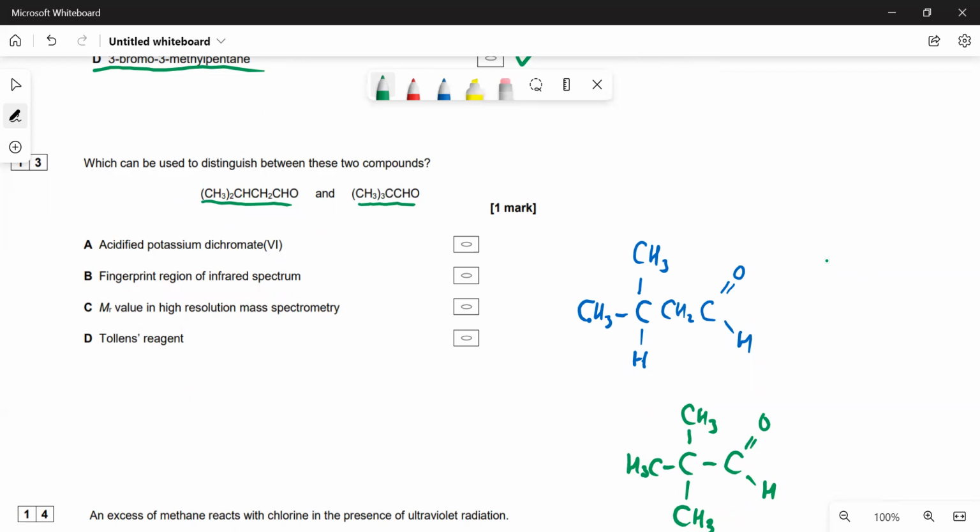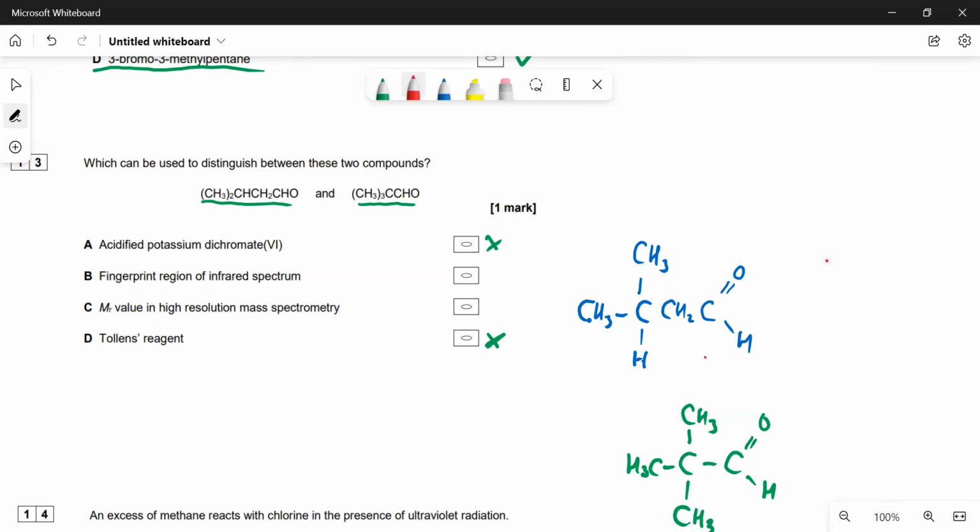It will oxidize both of them because they're both aldehydes. Yeah, so they'll both change color. They'll go from orange to green. Tollens' reagent, well, no, you can't distinguish. They're both aldehydes. They'll both give a silver mirror with Tollens' reagent. They've got the aldehyde group there at the end.